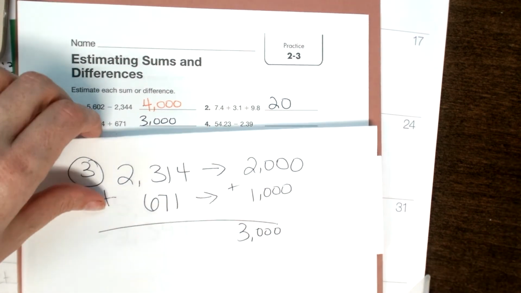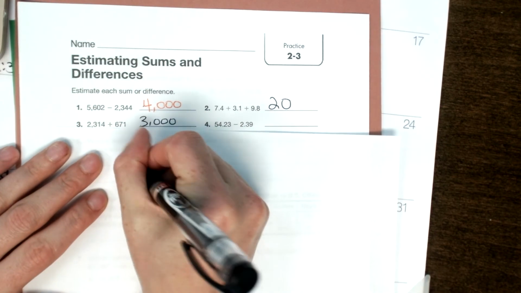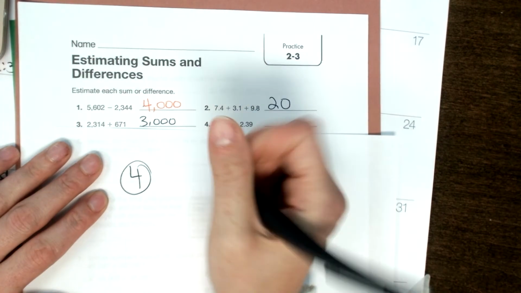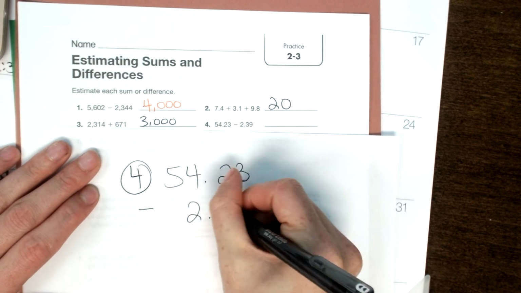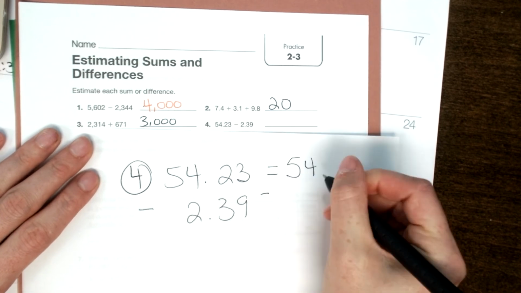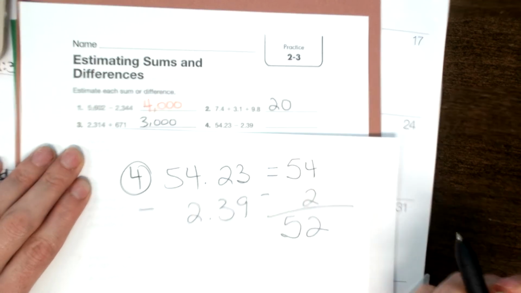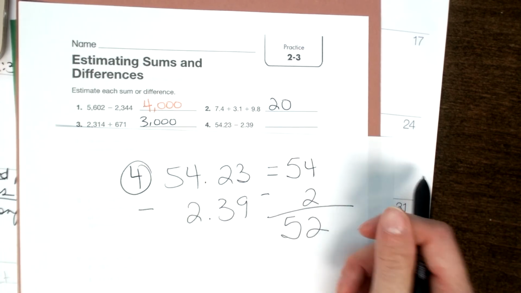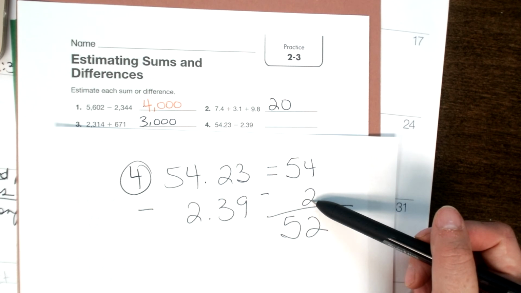All right, so for number 4, we're going to be subtracting, and number 4 is a little bit different than the other ones that we've done. Let me just work it out, and I'll show you what I mean. So 54 and 23 hundredths, subtract 2 and 39 hundredths. I'm going to try to get rid of those decimals. So 54, I'm just going to leave it at 54 and subtract, and I'm going to round this to 2. So I don't have to really do a whole lot for this one. That's why I didn't round it to 50 or anything. It makes more sense to me just to leave it at 54 since 2 is just an easy number to subtract anyways.